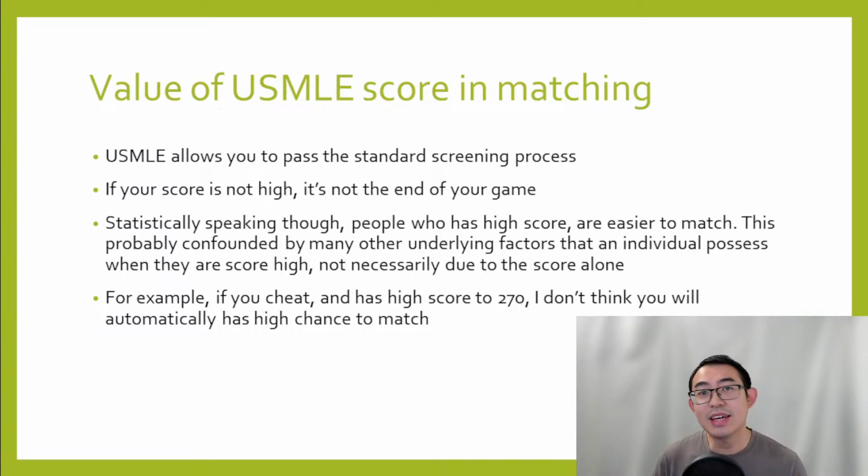But I don't think it's necessarily because of the score. I think it's because somebody who has a high score has the attributes that make them able to match. So for example, if you cheat and then you get a high score, 270, I don't think that score will make you match, because you don't have the necessary attributes that make you able to get that score. You see, so it's confounded. But yeah.